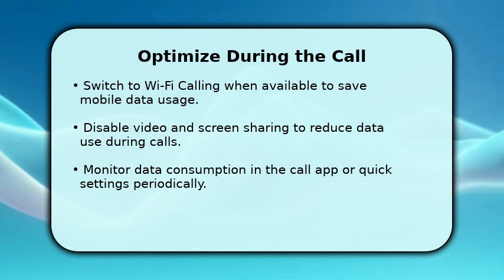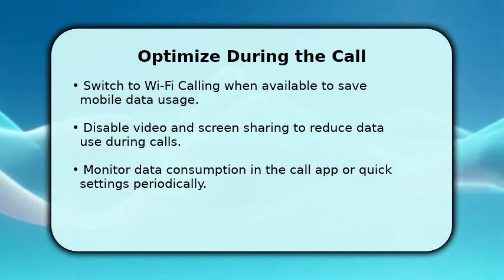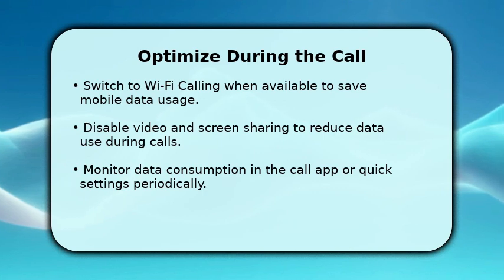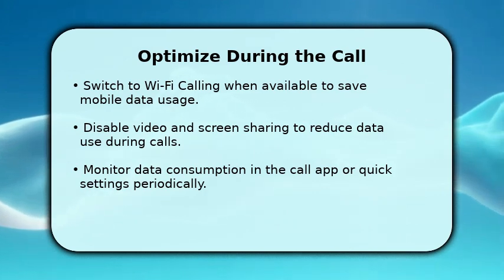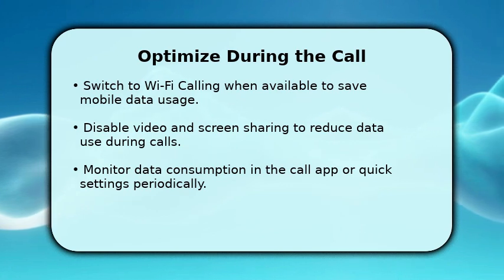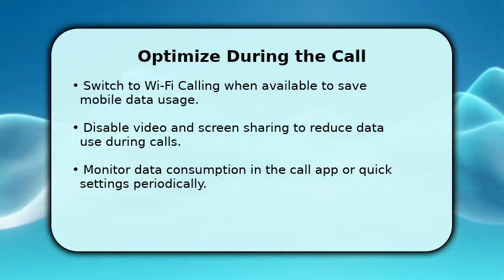Pause automatic cloud backups and file syncs in the quick settings to prevent uploads. Use the in-call data meter or Android quick settings to monitor live consumption during long calls. If usage spikes, hang up and reconnect.